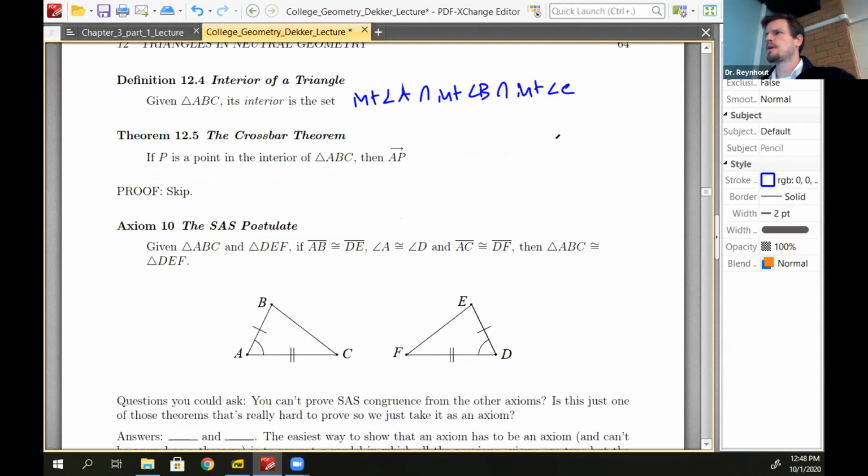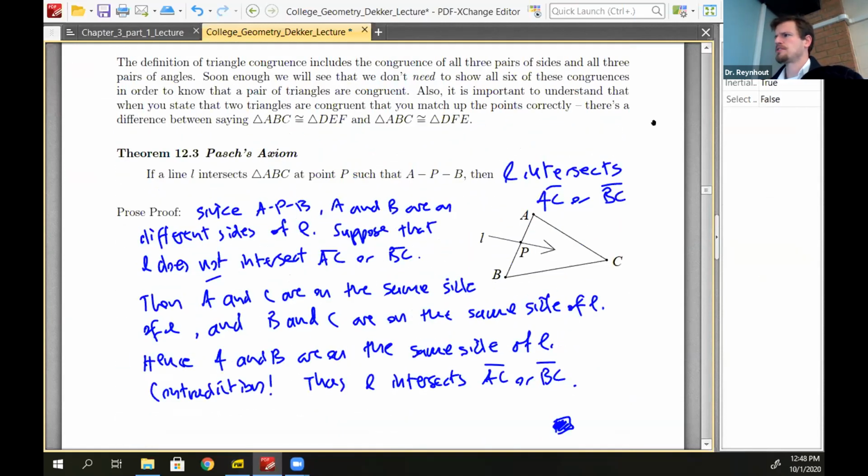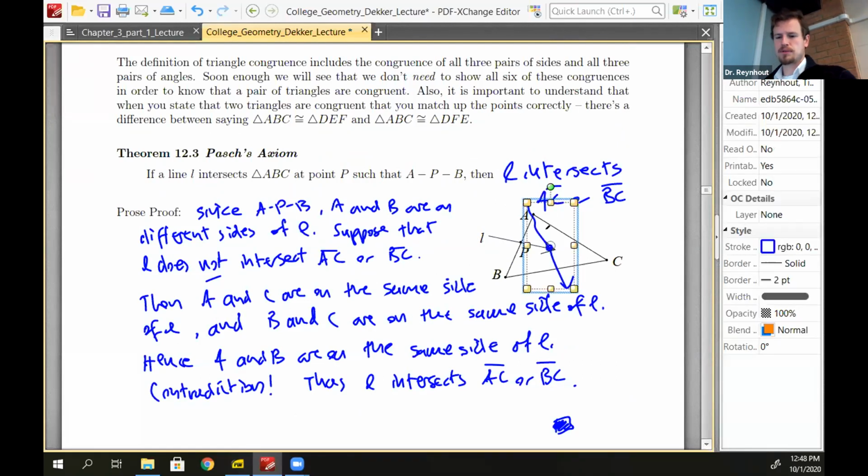All right, so we have the crossbar theorem. The crossbar theorem is somewhat similar to Pasch's theorem. Pasch's theorem said that if we have a line passing through one side, it's got to come out one of the other two sides. Whereas in the crossbar theorem, what we're interested in is the line passing through a point instead of a side. So if we have some point P that's in the interior, and we look at the line passing through A and P, then the line has got to go out the opposite side. And that's what that theorem is going to say.